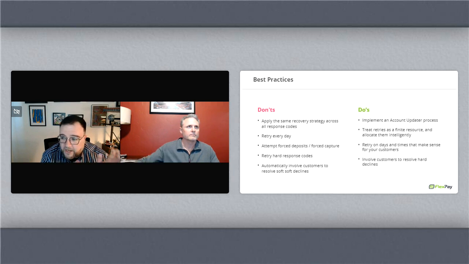You should be trying the bank declines, the insufficient funds, more than you would be retrying some of those other cards, like the expired cards, or some of the soft decline codes. You may want to retry the insufficient funds more than them. You do want to retry on dates and times that make sense for your consumers.